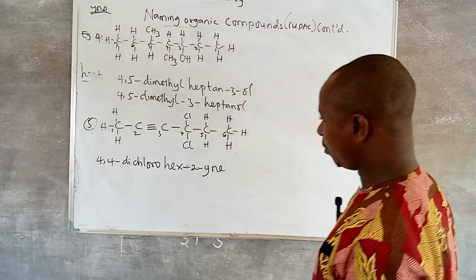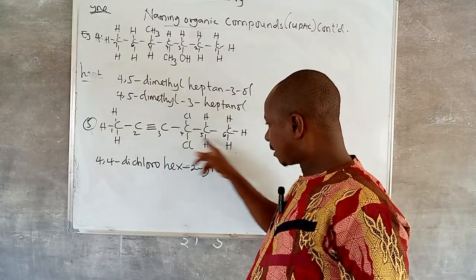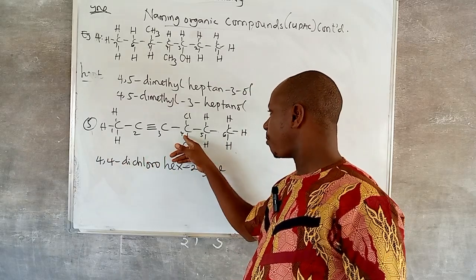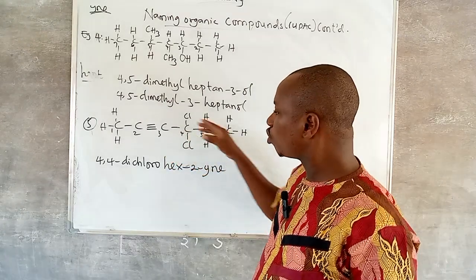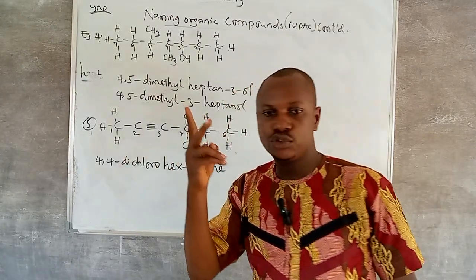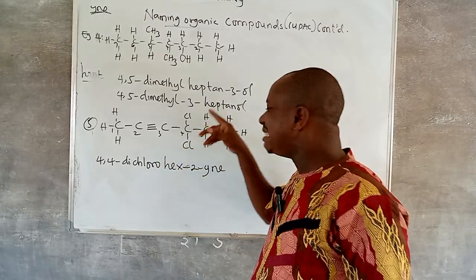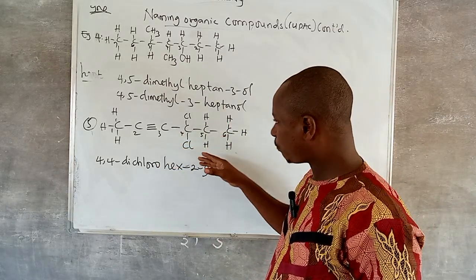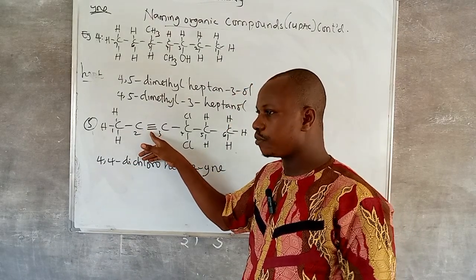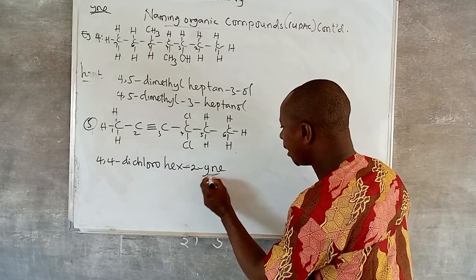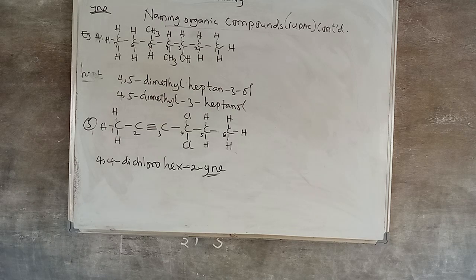4,4-dichlorohex-2-yne. Why? It has 6 carbon atoms. Carbon number 4 has a chlorine group. Another on carbon number 4 has another chlorine group. To appreciate the 2 chlorine groups, I put di. Di means 2, which means we have 2 chlorine atoms in the same carbon number 4. Now, carbon number 2 is what carries the functional group. That is why the name ends with what? YNE. So check it very well so that we go to the next example.